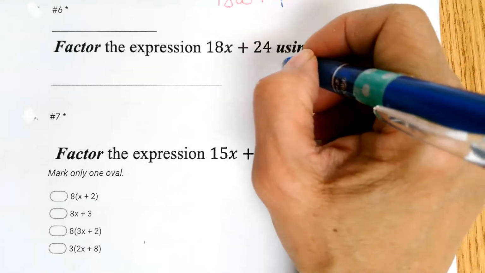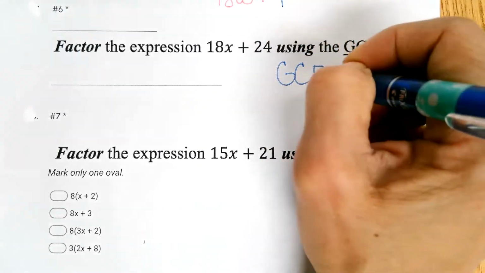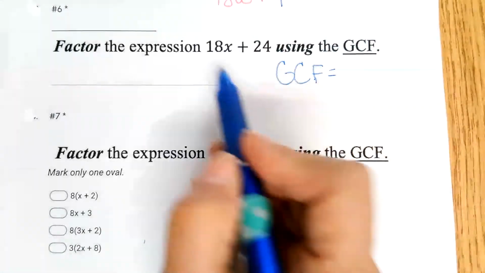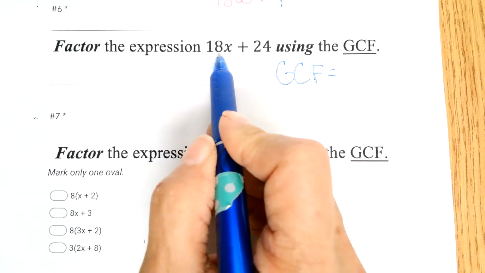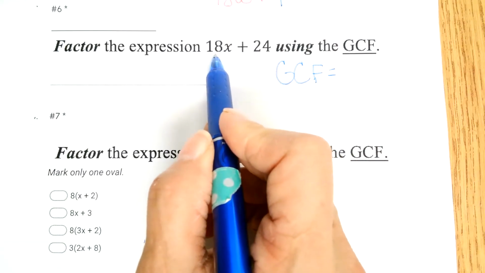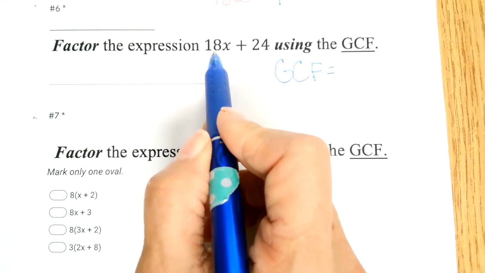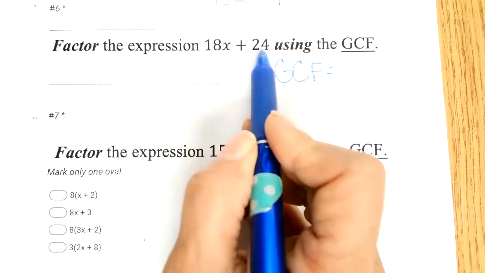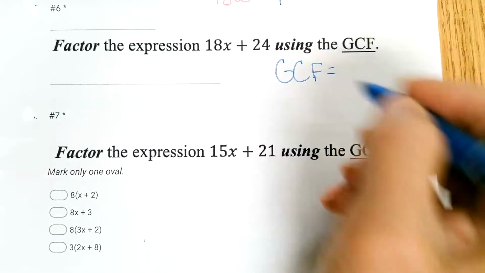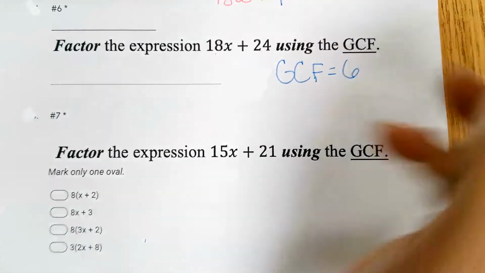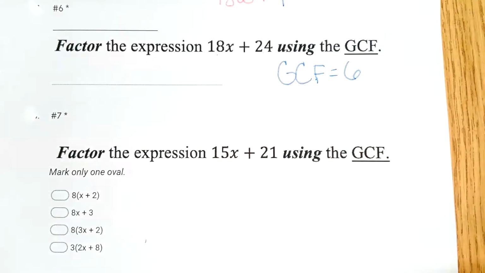Well, first I need to find the GCF. And even if you just Google it, the GCF, okay, so 2, 4, 6. 6 goes into 18 and 6 goes into 24. What other number goes? 9? Well, 9 goes into 18, but it doesn't go into 24. So we're going to say the GCF is 6. And again, you can Google what is the GCF of 18 and 24.